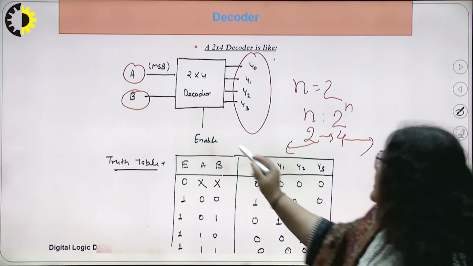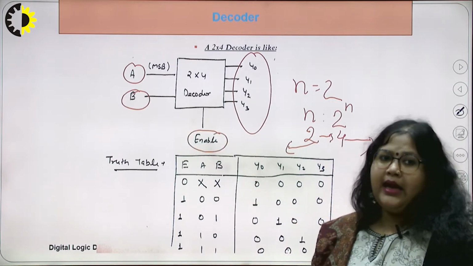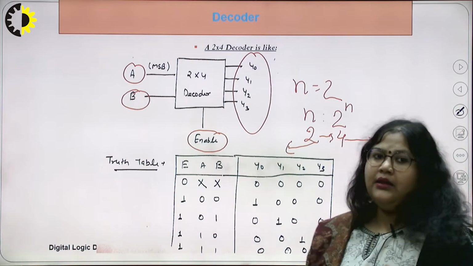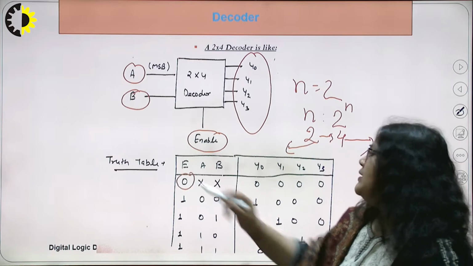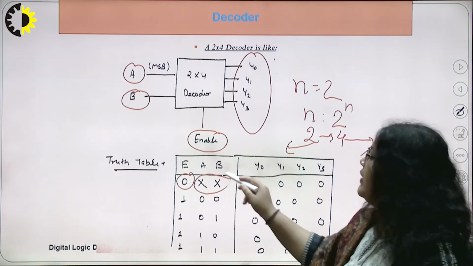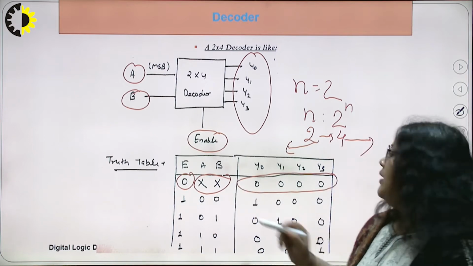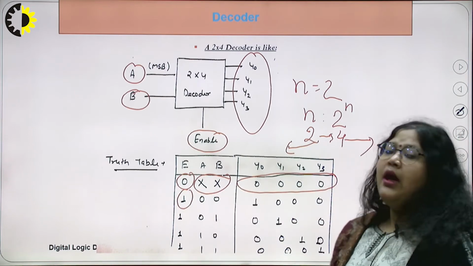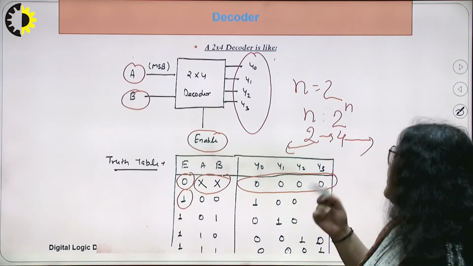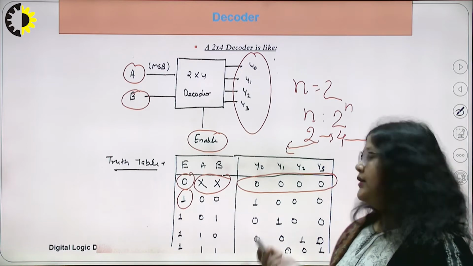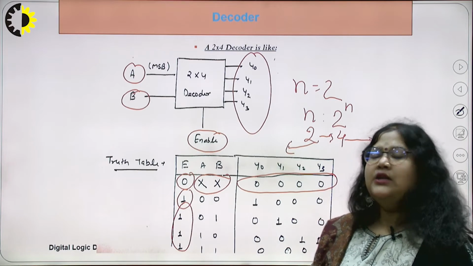Now, what is enable? Enable is just like a lock. When we have a lock on the gate, we can't enter the gate or the room. So when enable is 0, even if the value of A or B is either 0 or 1, no output is produced. But when enable is high, if the value of A or B is either 0 or 1, it produces the output corresponding to this input value. So the value of E is always 1.